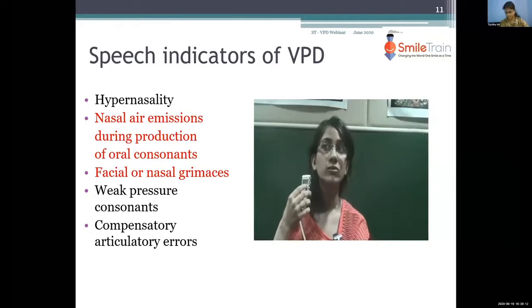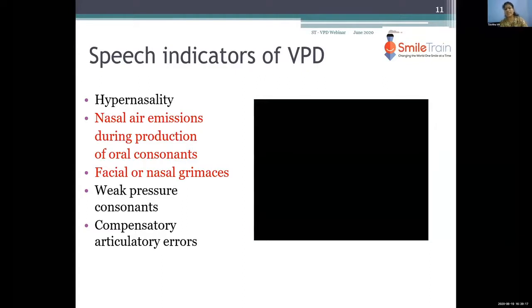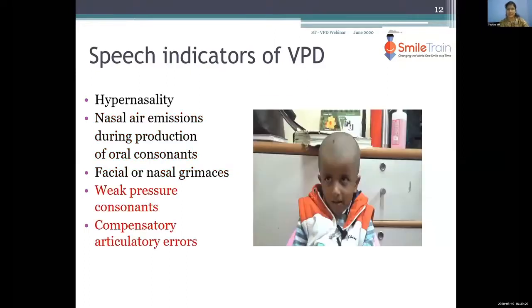97, 98, 99. Those are the nasal air emissions that could be perceived, especially on the pressure sounds like the t's and the s's, which were all coming out with nasal air emission. Then the next phenomenon that we see is weak pressure consonants, where the sound is not really escaping through the nasal cavity, but even when it is produced in the oral cavity, it does not have the required strength. It does not have the required intraoral breath pressure, because of which it sounds weak.